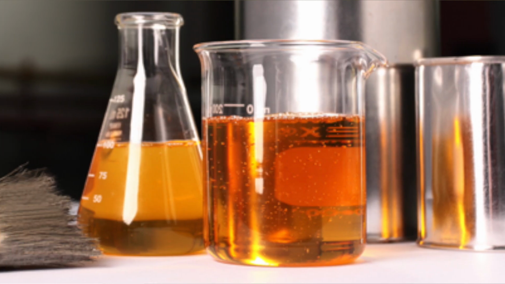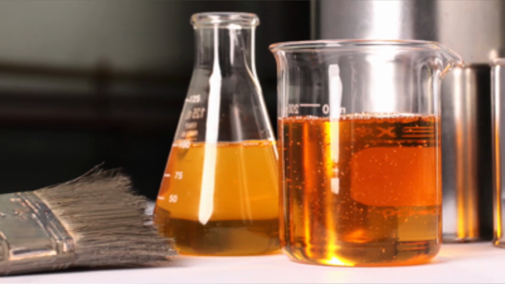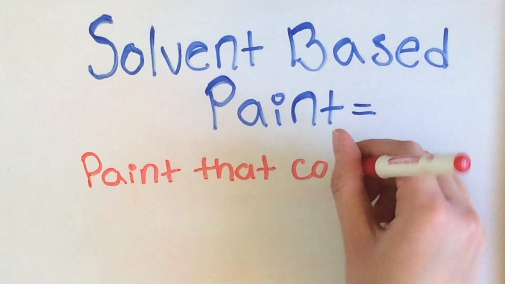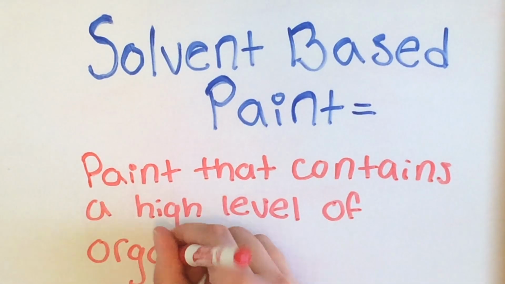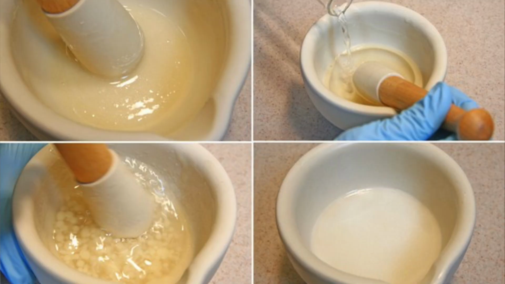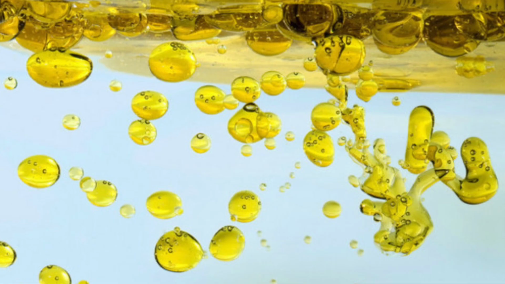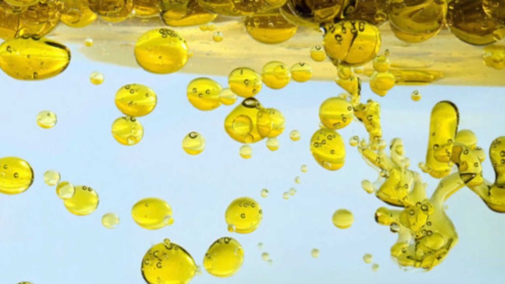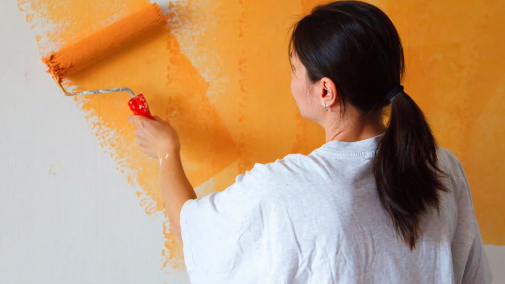Alkyd resins are the most common binders used in solvent-based paint, or paint that contains a high level of organic solvents. Emulsions are the most common binders used in water-based paints and are usually used in household paints.